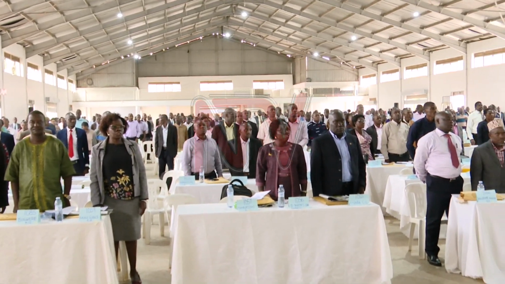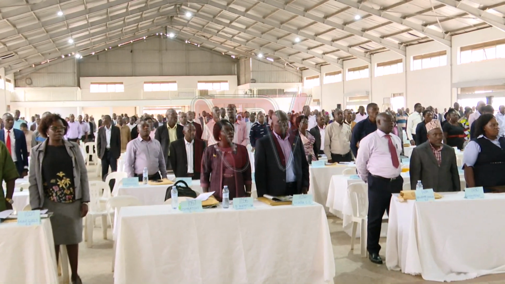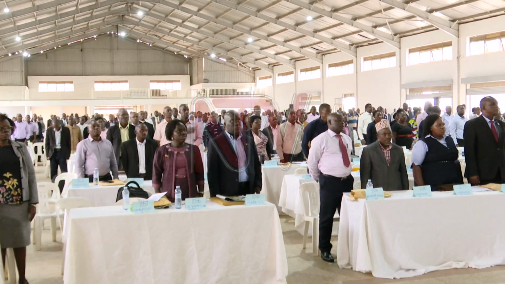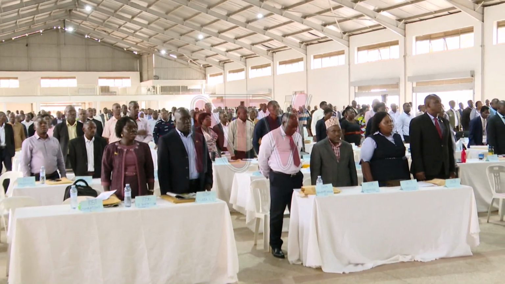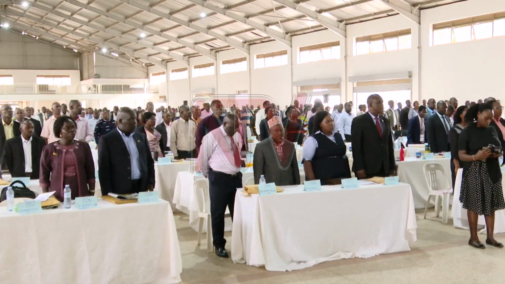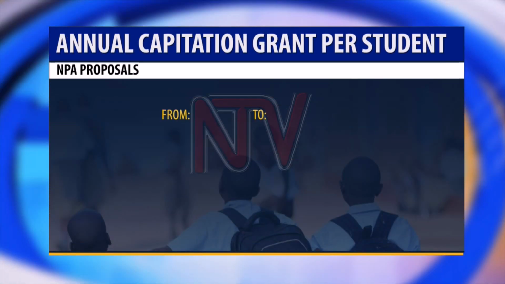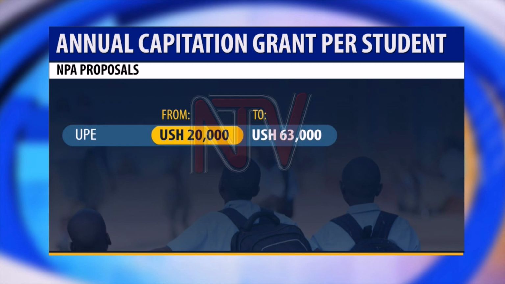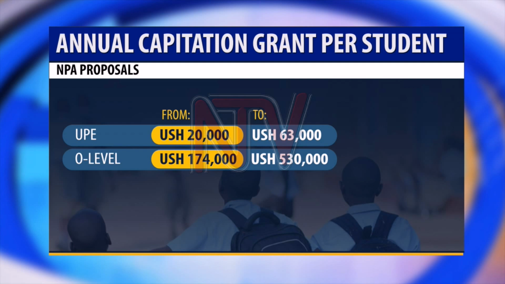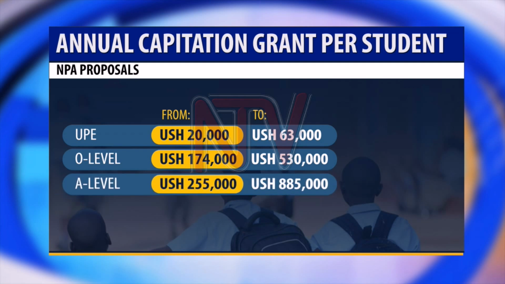Last year, the National Planning Authority recommended an increase in capitation grants to ensure quality education. For instance, it proposed that the annual allocation per learner under universal primary education should rise from 20,000 to 63,000 shillings, 174,000 to 530,000 shillings at O level, and from 255,000 to 885,000 shillings at A level.